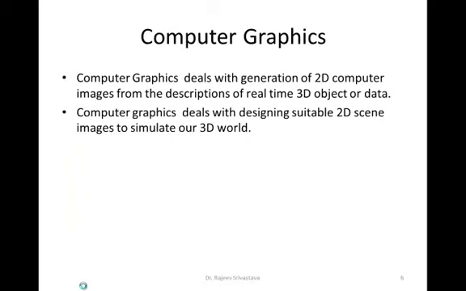Computer graphics. Computer graphics deals with the generation of two-dimensional computer images from descriptions of real-time 3D objects or data. Computer graphics deals with designing suitable 2D scene images to simulate our 3D world.